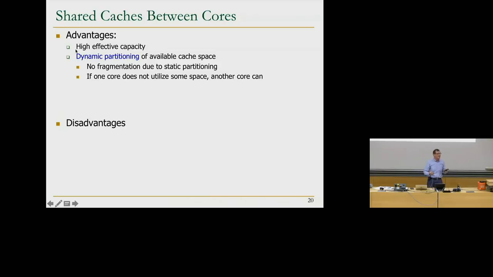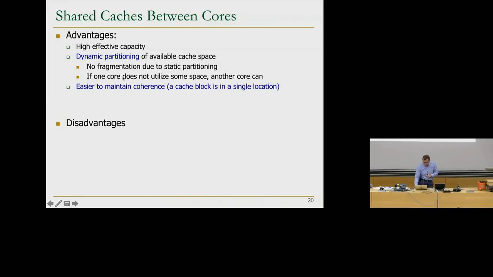So this is an example of dynamic partitioning of cache space, of course, right? This way, you don't get fragmentation due to static partitioning. If you statically partition the resource into 4 1-megabyte chunks, the applications that need more cache don't get more cache. The applications that don't need the cache cannot give away the cache, so you have a problem. That's the idea of fragmentation, basically. You really fragment the resources if you don't partition them dynamically.